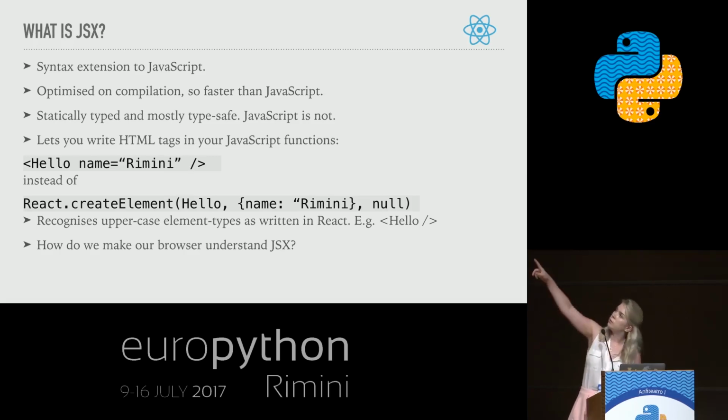So it lets you write those HTML tags you see there instead of React.createElement and so on, which makes your code a lot more readable. But how do we make our browser understand JSX? Okay, so for this we need to use Babel.